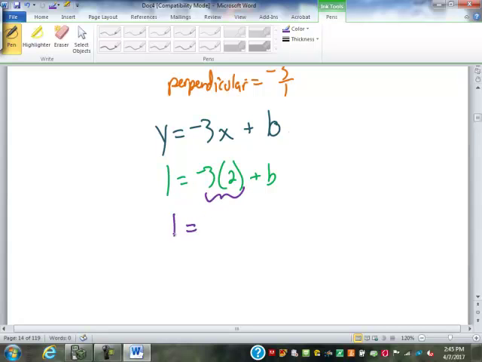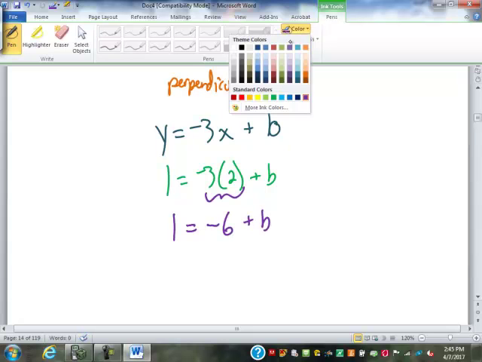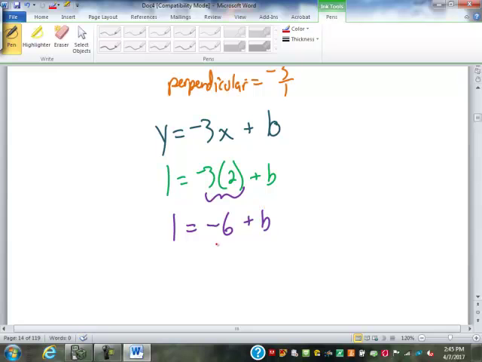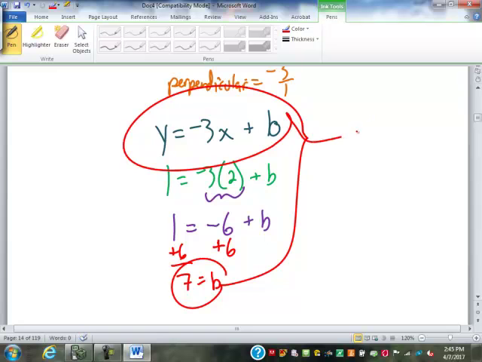-3 times 2 gives us -6. Good. And finally, careful. It's a -6, so we add 6. Yes, so we get 7 equals b, which tells us y equals -3x plus b becomes y equals -3x plus 7.